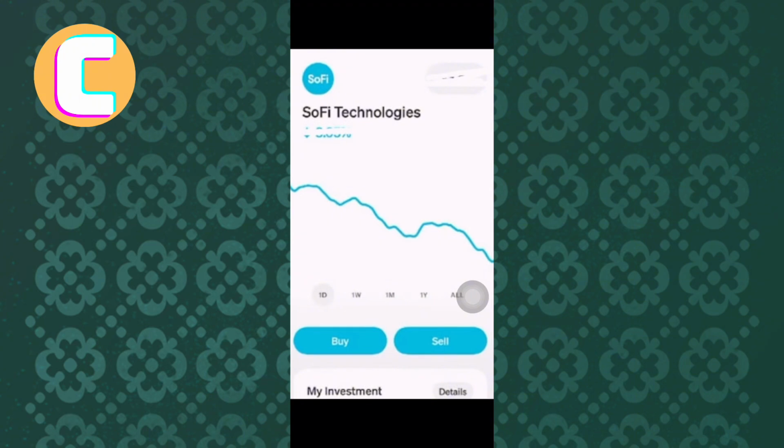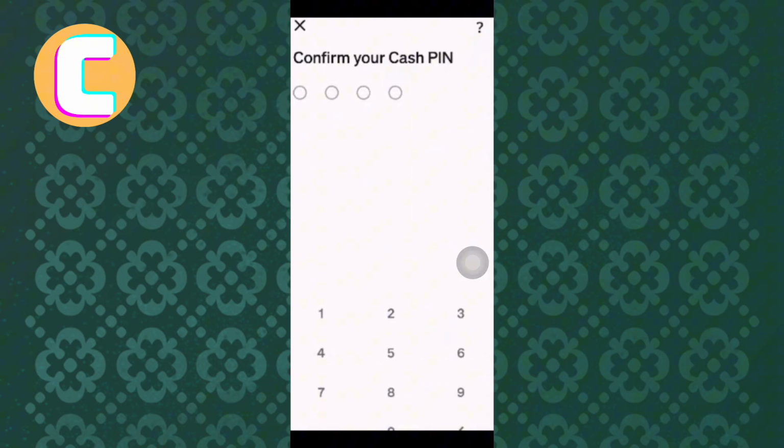Also on this page, in the bottom section, there are two important options named Buy and Sell. To sell the stock, all you have to do is tap on the Sell option here. Cash App then asks you to confirm your action by requesting you to enter your Cash App PIN. The request will then go through. The process is that simple.